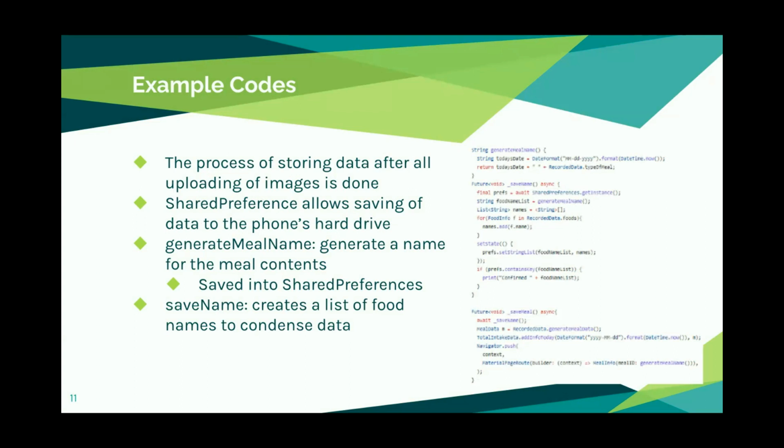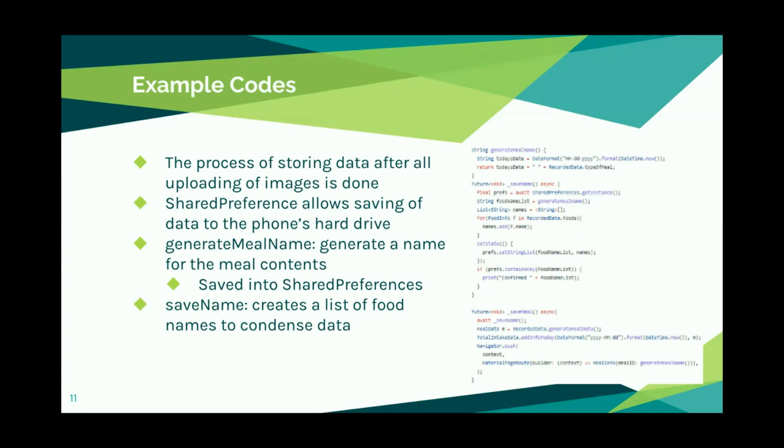And this code produces a specifically formatted name and saves the meal contents in a specific way that makes it easier to be stored. A plugin named Shared Preferences, which I mentioned several times before, was implemented for data storage, which allows the saving of basic data to the phone's hard drive. Because it is an example of local storage, it maximizes the convenience for users to pull up past meals.